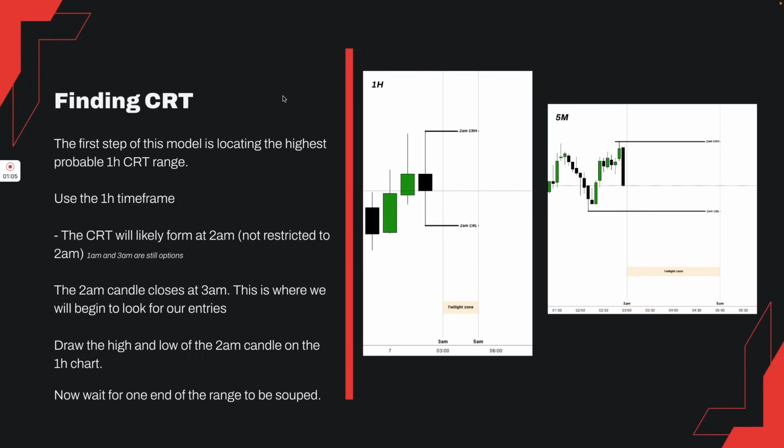The 2 a.m. candle closes at 3 a.m. This is exactly where you will begin to look for entries. Draw the high and low of the 2 a.m. candle on the 1-hour chart. As you can see right here, 2 a.m. candle, high and low. Extend the high and the low through the twilight zone. Now basically you're going to want to wait for one end of the range to be souped. Dropping down to a 5-minute time frame, you can clearly see the high and the low from the 2 a.m. candle.